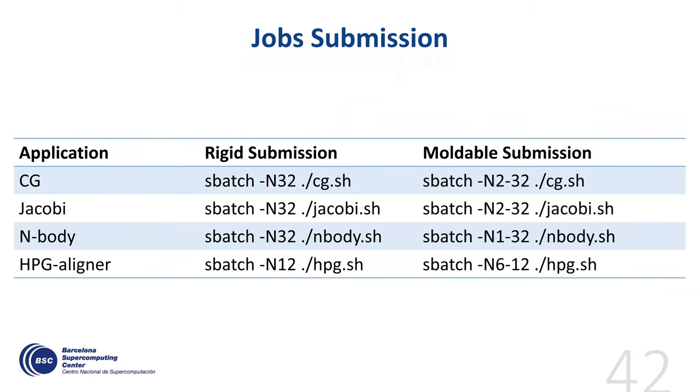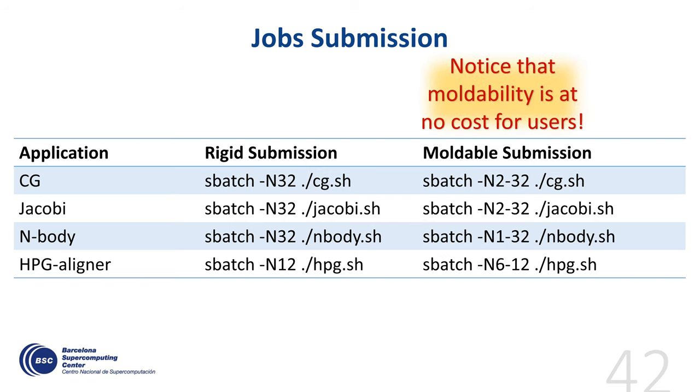Okay, this is the configuration of the job submissions. For the rigid submission, the traditional submission, users usually submit their jobs requesting the maximum number, the upper bound, the maximum performance of the application. While for the moldable submission, we define the minimum, the lower and the upper bound. So the scheduler can decide how to start those jobs. Notice here that moldability is at no cost for users. You don't need to change your code for using moldability. It's for free. It's just a resource manager thing.